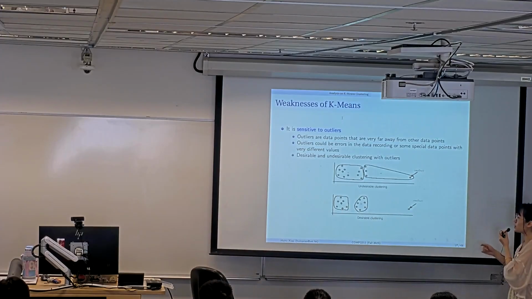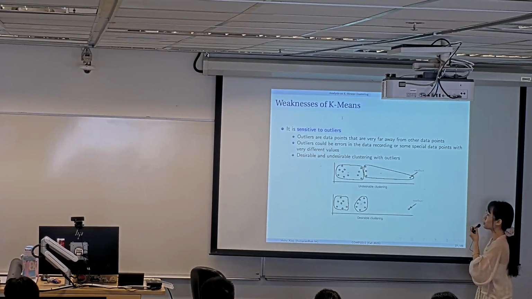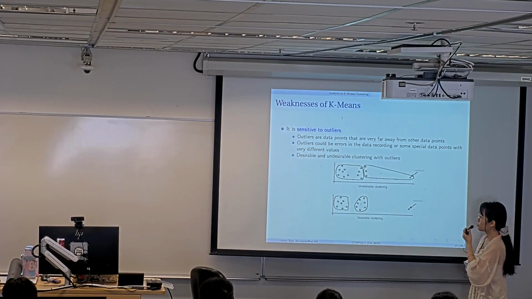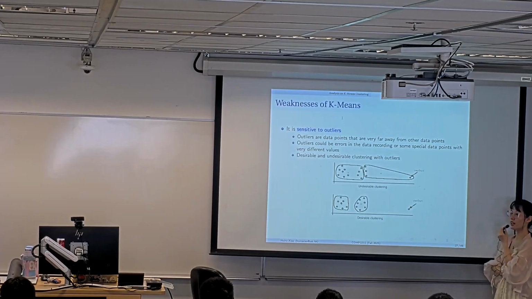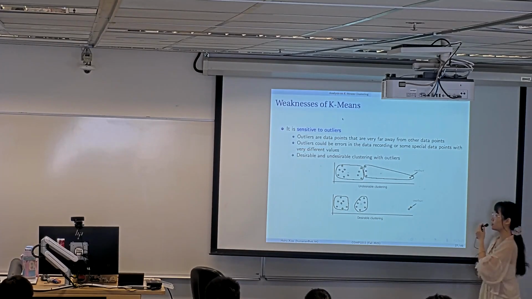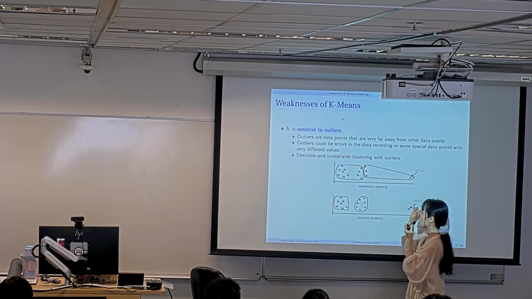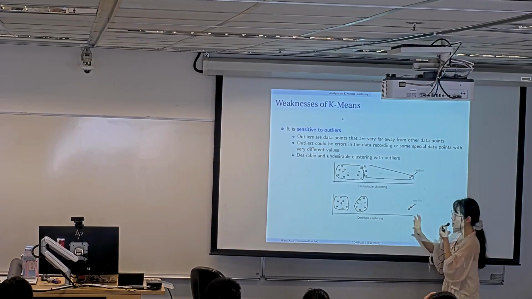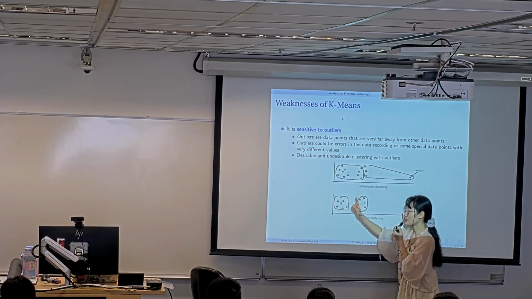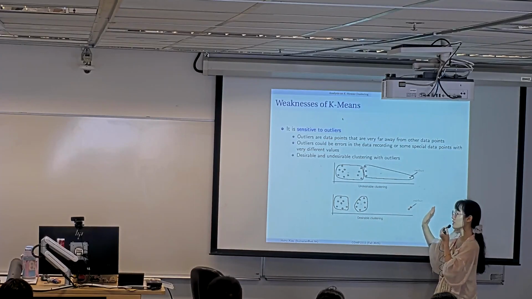Usually an outlier is just some error or noise in the data recording, or some special data point with very different values. If we have outliers, it will definitely affect the clustering results, and possibly we will get undesirable clustering results. Naturally, we should cluster them into these two clusters, right? This is our desirable clustering, and then we just identify this as an outlier.